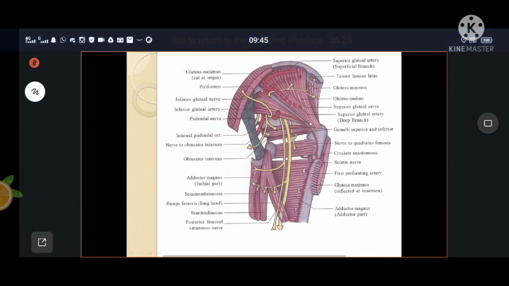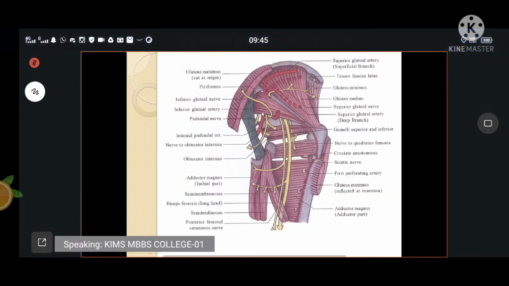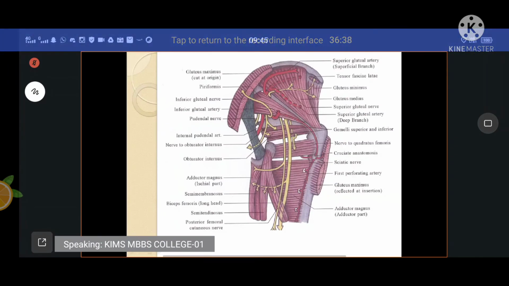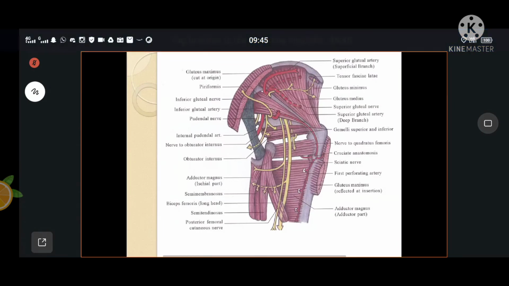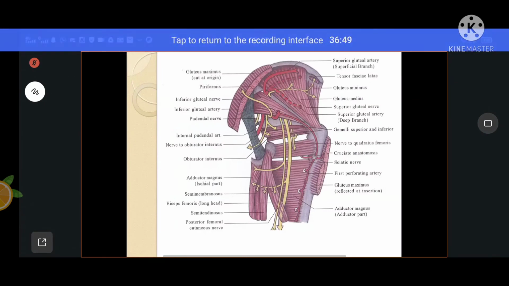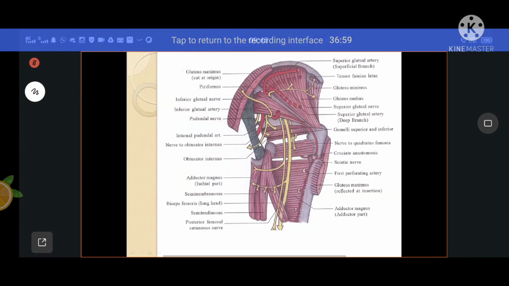So how can you remember all the structures under the cover of the gluteus maximus muscle? There is only one way, and that is by practicing the diagram. That is the best way to learn the structures under the cover of the gluteus maximus muscle. Other than that, if you learn by heart, you will forget within the next day. Are you understanding? Right. So this is all about the structures under the gluteus maximus muscle.